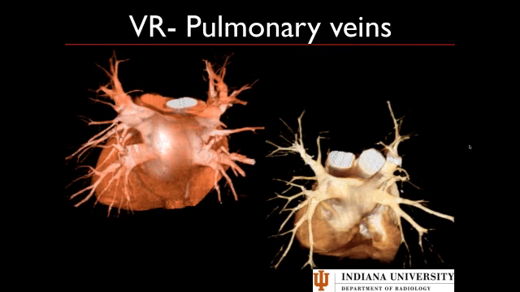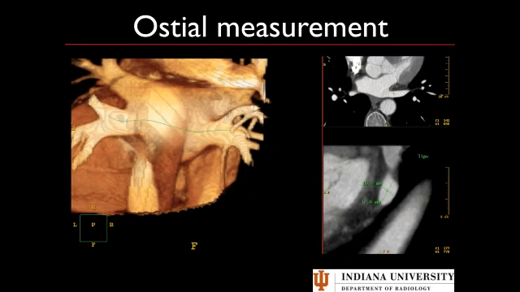Pulmonary veins is another area where you can use the volume rendered images. Here's just a couple examples. This is the one case where left is left and right is right because we're looking posteriorly at the left atrium. So this just shows on the right that there's a superior, middle, and inferior, and here on the left that there's a common trunk coming in on the left.